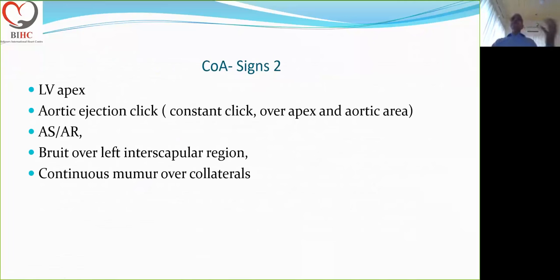When you examine the patient, therefore, apart from hypertension, there are prominent carotid pulsations, and the apex beat tends to be forceful, heaving, left ventricular. There's a constant aortic ejection click over the apex and the aortic area. Aortic stenosis or aortic regurgitation may be there. There may be a bruit in the left interscapular region, which is actually the normal flow over the coarct segment. Less commonly, there may be a continuous murmur over collaterals.